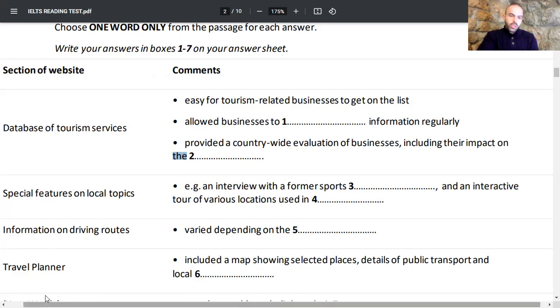Now moving to the last one, number 6. It's another section, which is travel planner. It says, included a map showing selected places, details of public transport and local what. So that travel planner, it included a map which shows selected places, and also the travel planner has details of public transport and local what. So local, I assume that number 6 is a noun as well. Okay, so I think it wouldn't be hard for you to find it in the text.